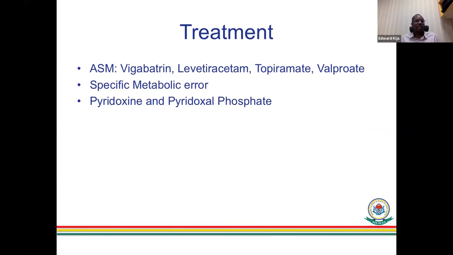The treatment is quite challenging, and most of them tend to be drug resistant, but some of the anti-seizure medications which could be used with some success include vigabatrin, levetiracetam, topiramate, and valproate. For conditions which have a specific metabolic defect, which is identified through metabolic screening as well as enzyme assays, specific treatment for that metabolic error can help in terms of management, as well as a trial of pyridoxine as well as pyridoxal phosphate when these two conditions are suspected, can help in management of these children.